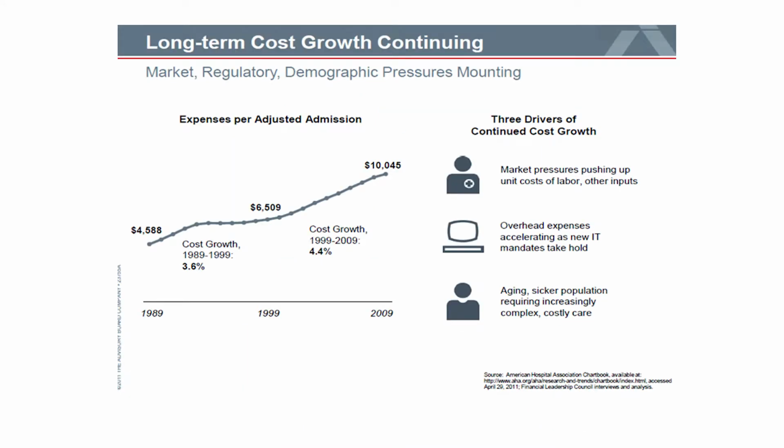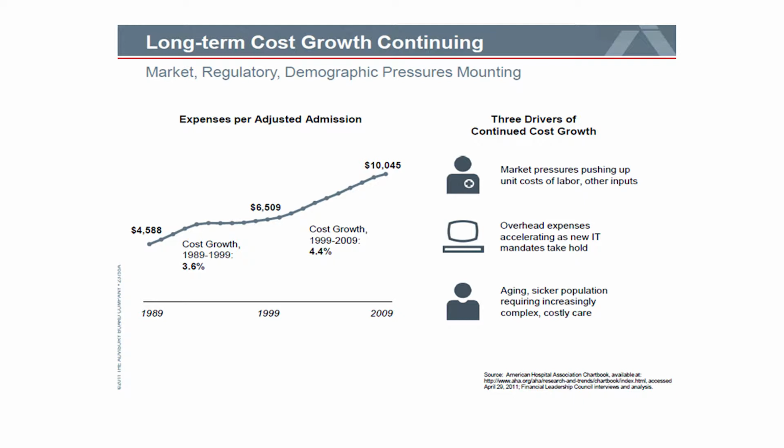So if we look at cost in the healthcare setting, this is a graph that represents the expenses per adjusted admission. So in 1989, it cost approximately $4,588 to serve an inpatient. In 2009, that was up to $10,045. So that's increased quite significantly over a 20-year period.